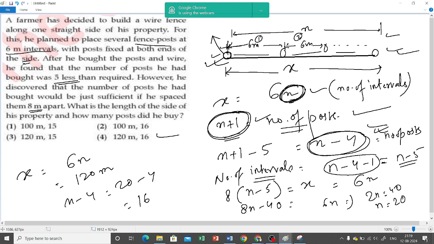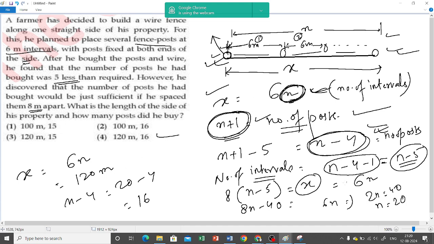আচ্ছা এবার এই n, হ্যাঁ এবারে n minus 4 পোস্ট যখন এনেছে, ও 8 মিটার ডিসটেন্সে রেখেছে, কারণ ওর পোস্ট কমে গেছে। সো 8 ইনটু নাম্বার অফ ইন্টারভালস কত? n minus 5 is equals to x, that is equals to 6n। কেন না x এর এখানে একটা এক্সপ্রেশন পেয়েছে which is 6n, so put 6n, solve it, you will get n. Now you need to find out what is the distance of this property, so that means you need to find out x, so x is 6 and that is 120 meter.